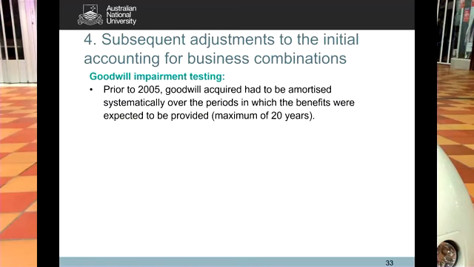And the goodwill impairment test: prior to 2005, the standards required the company to amortize this goodwill systematically over the periods in which the benefits were expected to be provided, but the maximum length of the period should be 20 years. Okay, that's the previous standards.